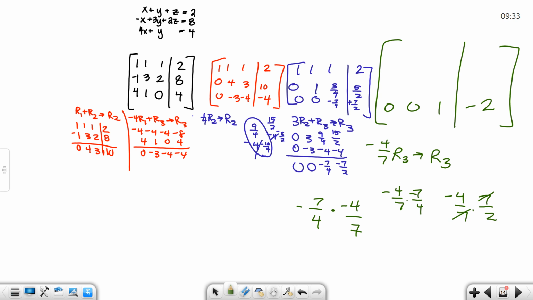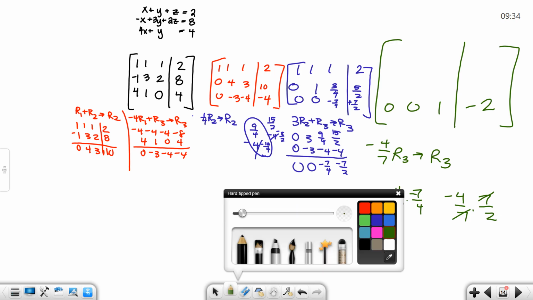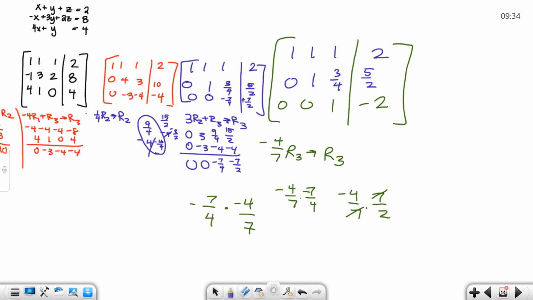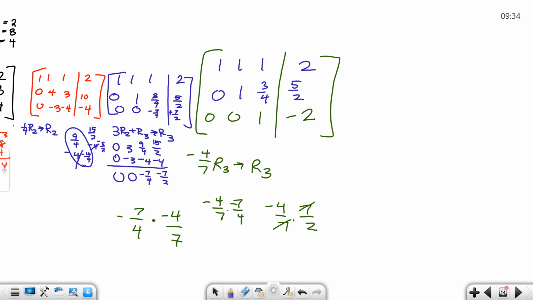Now, if you didn't want to do it all at once, you didn't have to. You can multiply everything through by 4. If you multiply that bottom row by 4, you get 0, 0, negative 7, 14. And then you could divide everything through by negative 7, and that's how that part would look. There we go. So we got that z is negative 2.